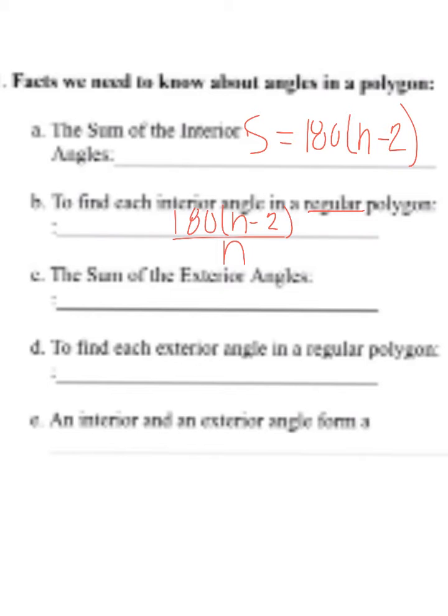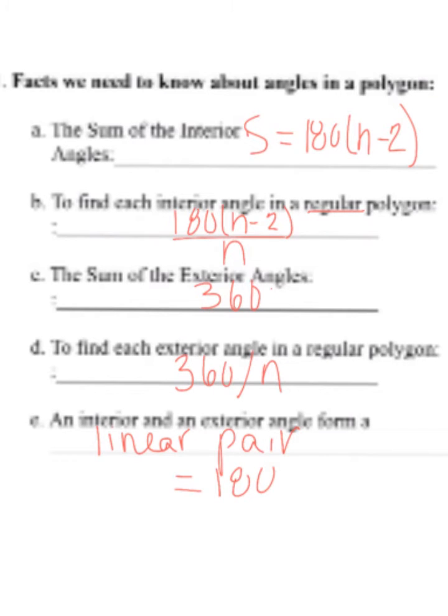The sum of the exterior angles, no matter how many sides it has, is always going to be 360 degrees. Then to find each exterior angle in a regular polygon, again, that means they're all going to be equal, we're going to take 360 and divide it by n, the number of sides. Last fact that's important is that an interior angle and an exterior angle always form a linear pair, which means they are going to add up to 180 degrees. That's going to be helpful on this next question.